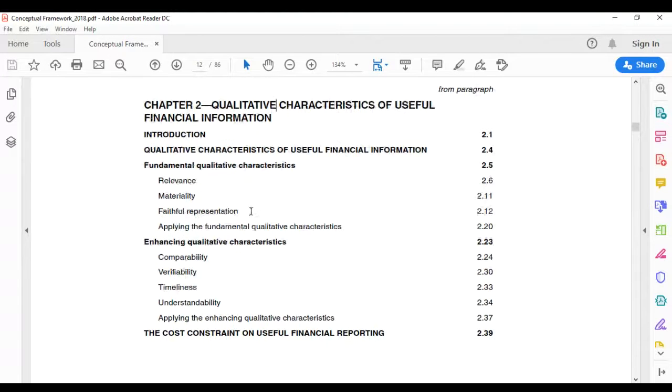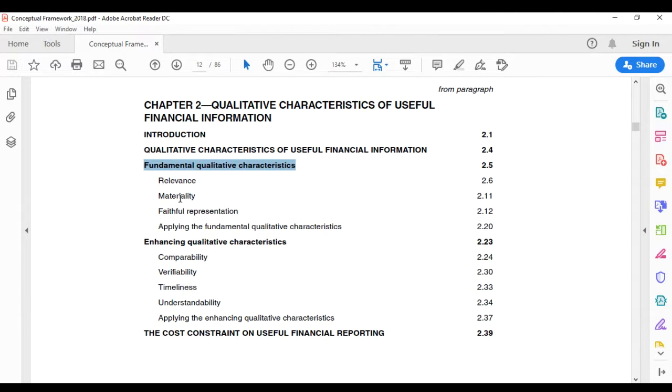The conceptual framework provides us with 2 kinds of qualitative characteristics. The first one being fundamental qualitative characteristics. In other words, something that is absolutely essential. It forms, I almost want to say, the foundation of the usefulness of the financial information that is going to be provided. And there we can see fundamental qualitative characteristics, the ones that are being discussed in the framework. We'll discuss them soon.